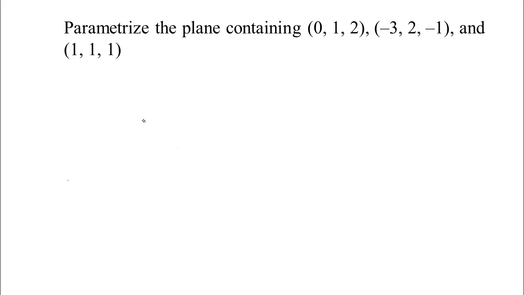You could do the same thing to parametrize a plane, or at least something similar. If you have a plane, any 3 points are going to define a plane. What you can do is find one vector that lies in the plane, let's call it u, and another vector that lies in the plane. So using your 3 points, you could find these 2 vectors. Those are 2 directions that lie parallel to the plane.